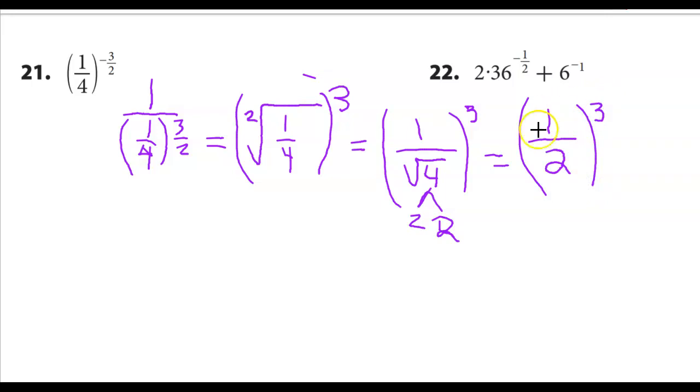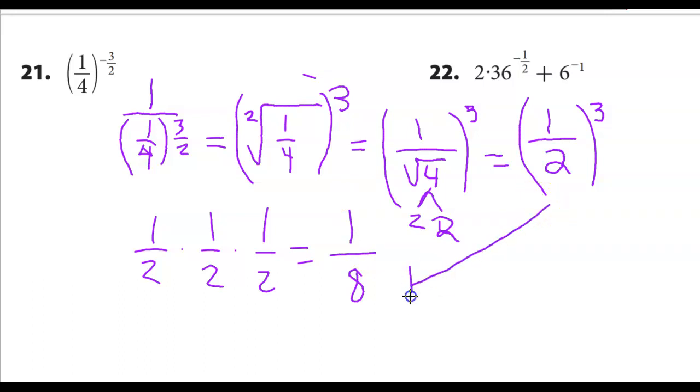Okay, so now we just have to multiply this guy by itself 3 times. So we have 1/2 times 1/2 times 1/2. All right, 2 times 2 is 4. 4 times 2 is 8 over 1. 1 times 1 times 1 is 1. Okay, so that's where he came from. That's where he is now. So now we can rewrite it. 1/8 is a little easier to work with now.